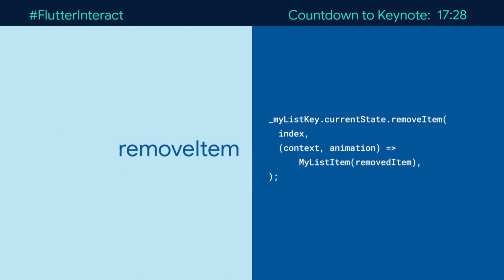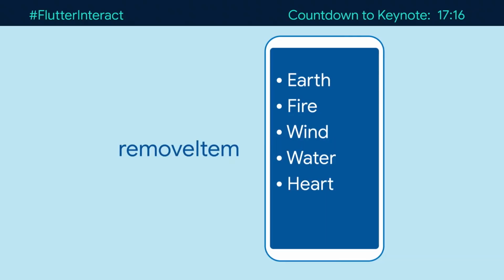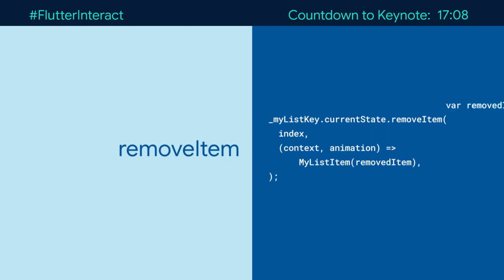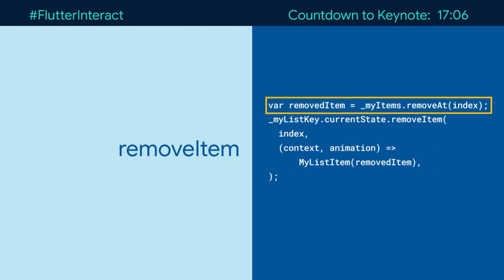RemoveItem is similar. You tell AnimatedList that the item at index is being removed. You also need to provide a builder for the widget to show while it's animating out. Once again, you are provided with an animation that you can use, and the sky is the limit for what that animation looks like. And remember, it's important to remove the item from the underlying data structure.